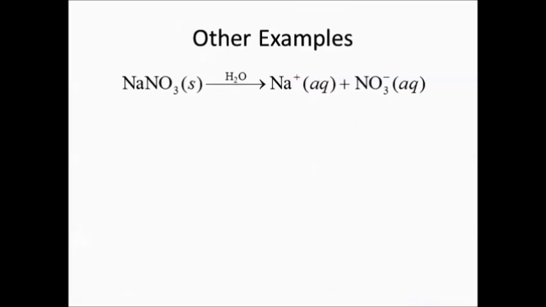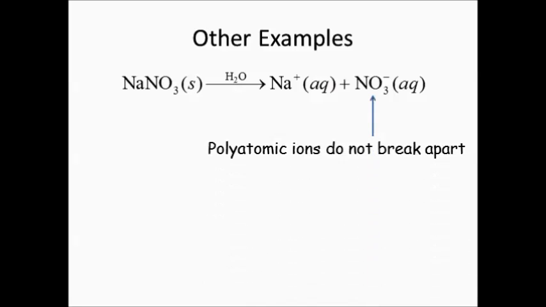Let's look at two more examples of strong electrolytes. For example, sodium nitrate here can be found to dissociate to form sodium ions and nitrate ions in solution. Note that the polyatomic ions do not break apart in solution. The polyatomic ions themselves have covalent bonds within them that do not break when dissolved in water.